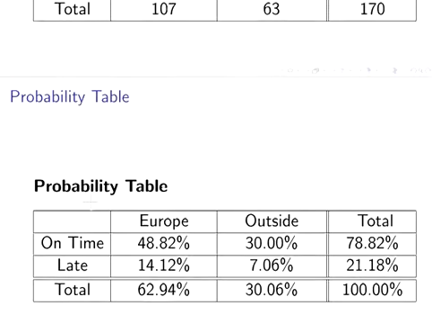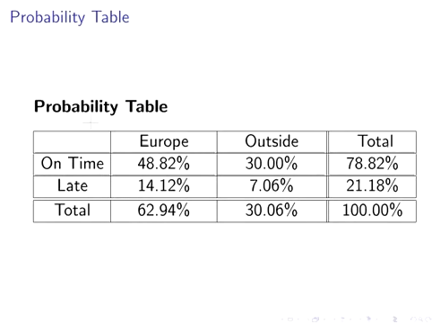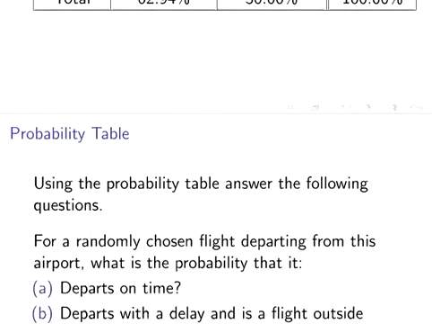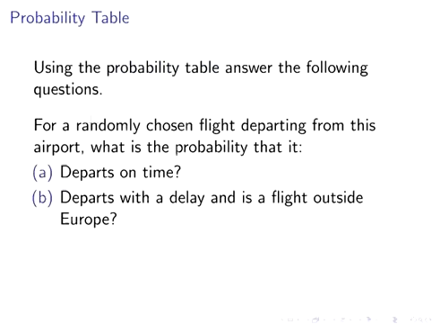What I did to construct the probability table is to divide each of those numbers by the grand total and then express it as a percentage. So those are the probability values. Now let's look at the questions. I'm just going to scroll down again. Using the probability table, answer the following questions.